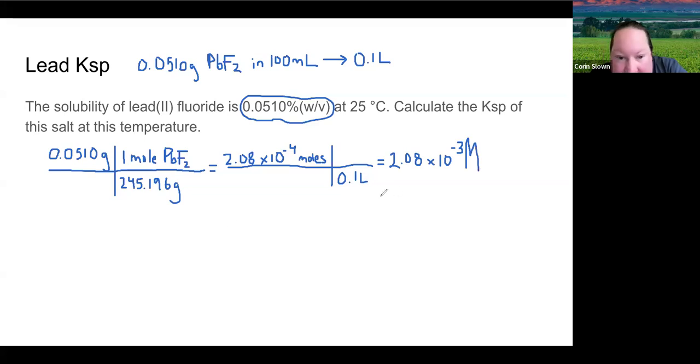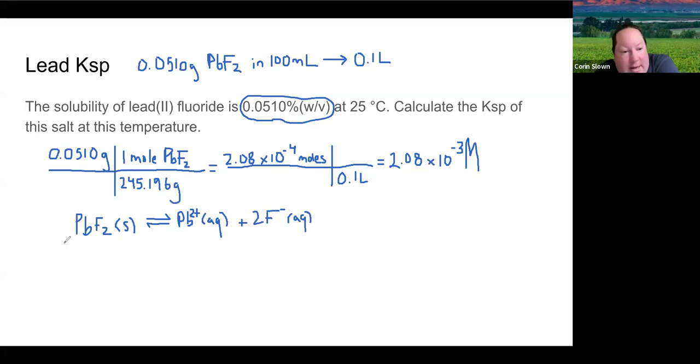Okay, so now we're going to take all of this information. We have a molarity. And now we're going to think about our beautiful ice table. So we have our PbF2, which is a solid, which is going to ionize to form Pb2+, which is an aqueous ion, and 2 F-, which is an aqueous ion.